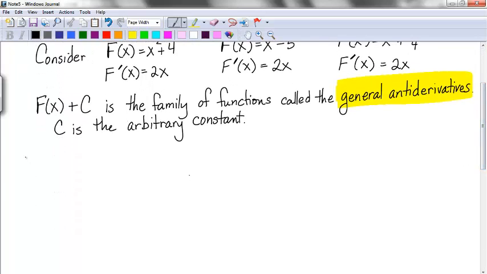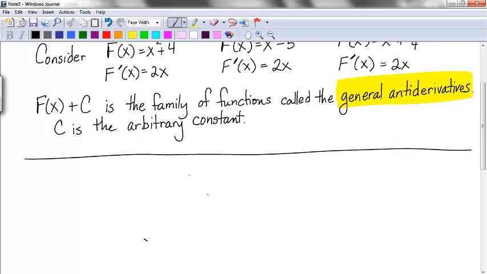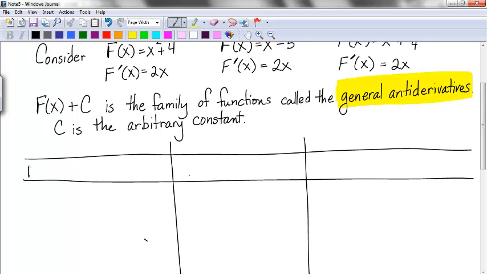Okay, I need you to make 3 columns, and we're going to do quite a few of these. Okay, and the first column is the function, and it's lowercase f of x equals the uppercase f prime of x. In the middle, I want the general antiderivative. And then in the last column, it's kind of our check column.